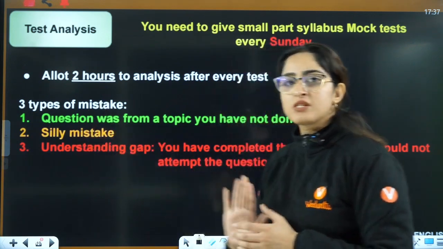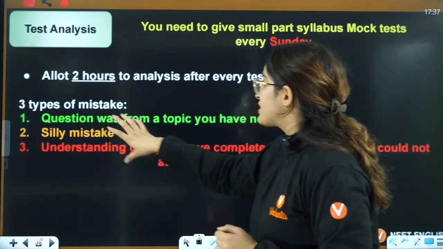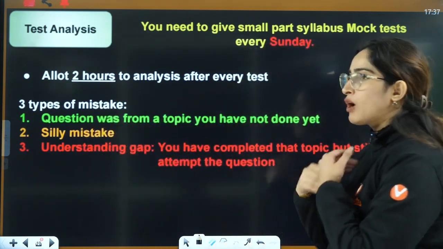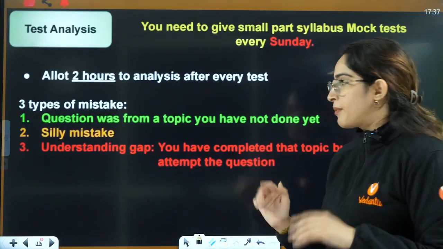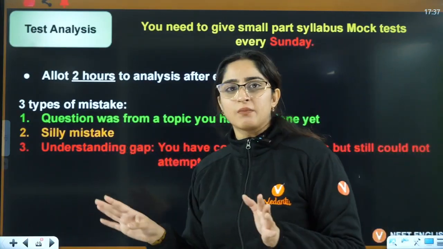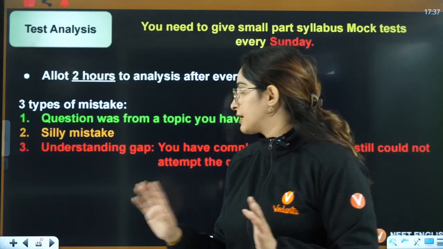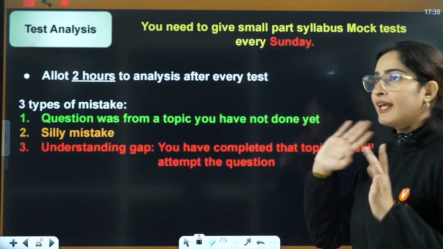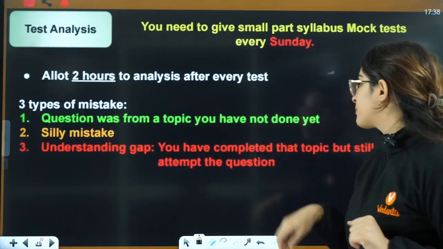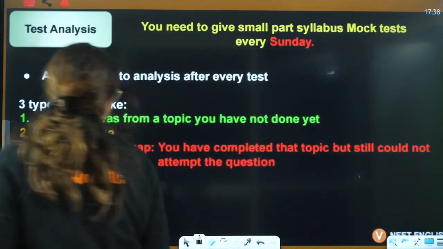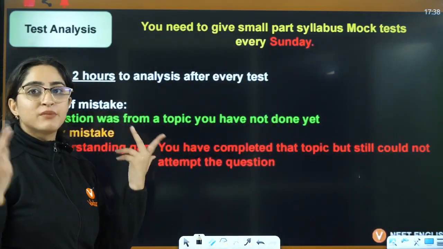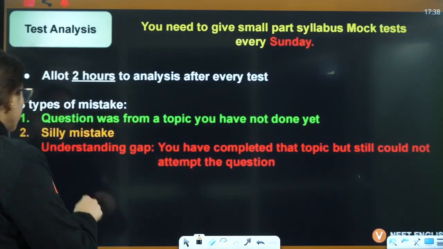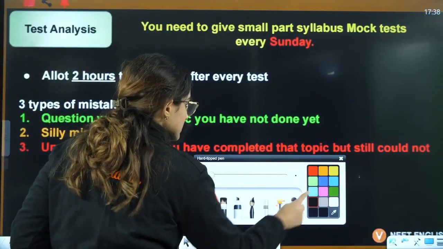3 types of mistakes you will make. First is the question was from a topic you have not done yet. It's okay, you have not done it yet, so you don't need to worry about it. Second is silly mistake. Ma'am, I knew, but I still made the mistake. Then third is understanding gap. You don't understand the concept properly, right? And that is why you have completed that topic, but still could not attempt the question. Now, this is where you need to focus, right?